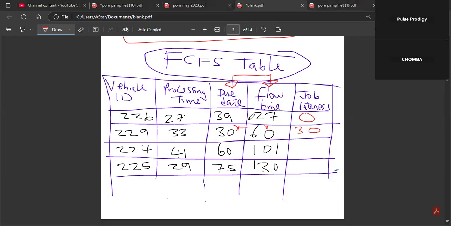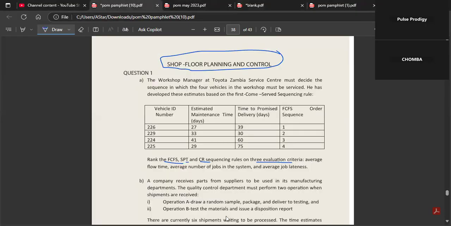So when you pass the due date, you are late. So compare the flow time and the due date. I just want you to go back to the question. You see the table, the given table there. Is here. Okay. So this is called processing time.